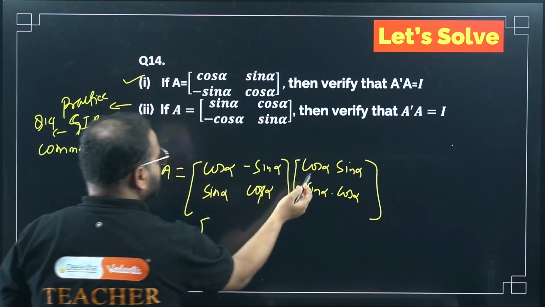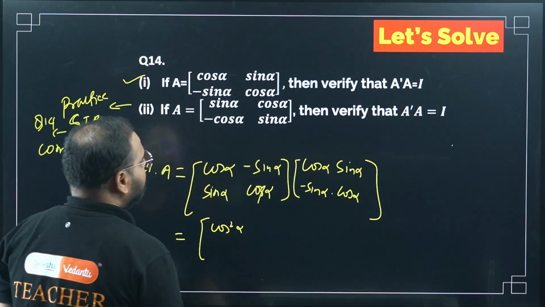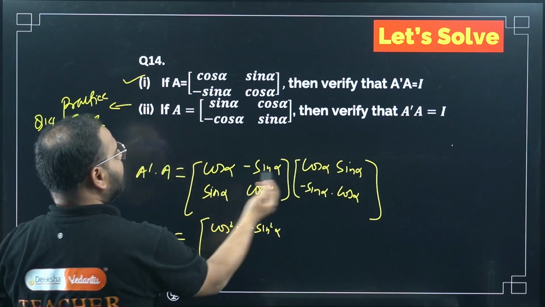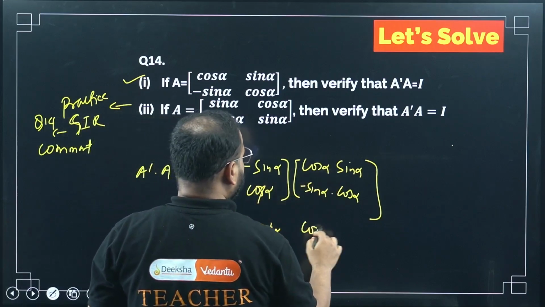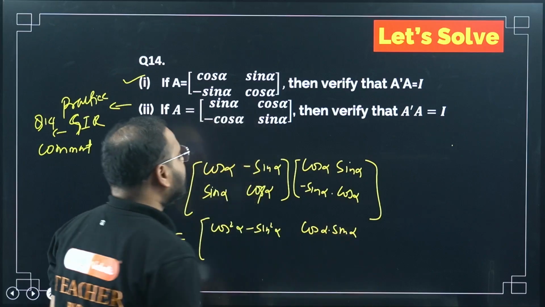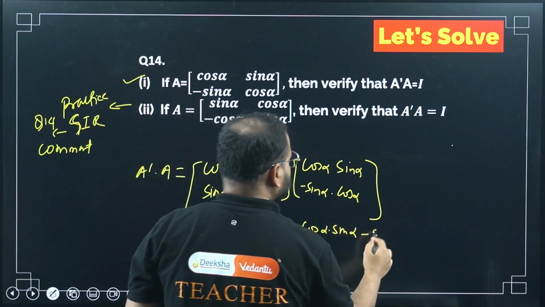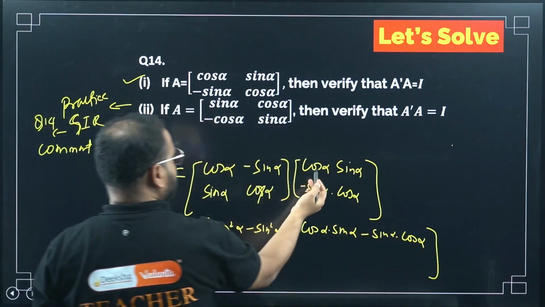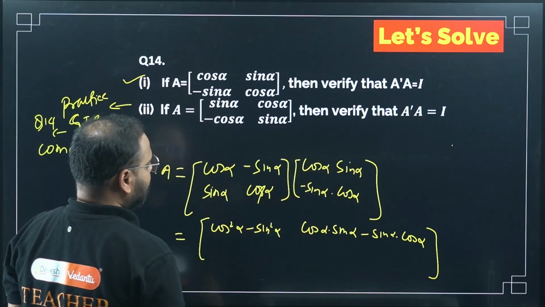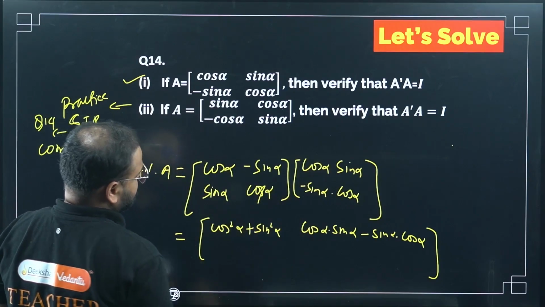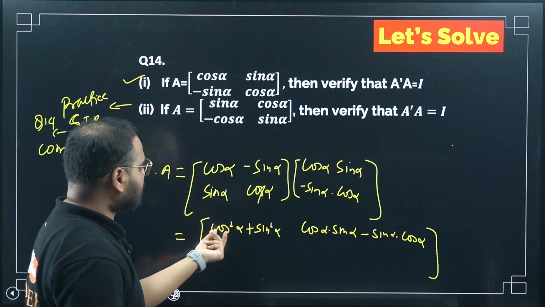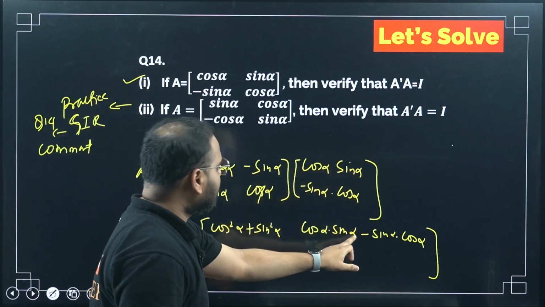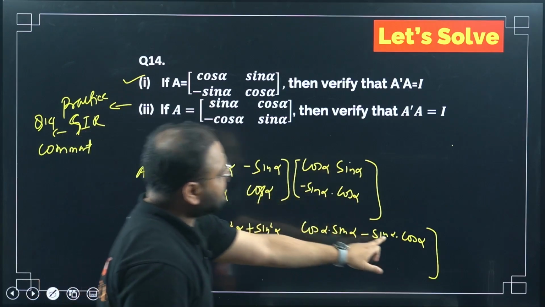Cos with cos is cos square alpha, minus sin with minus sin is minus sin square alpha. Next, cos alpha with sin alpha. How much is that going to be? Cos alpha sin alpha. Again minus sin with this, so minus sin alpha cos alpha. Am I right? What about this? Sin alpha with cos alpha sin alpha. Correct, right? So cos alpha with cos alpha is cos square alpha, minus sin alpha with sin alpha is plus sin square alpha. Same way, cos alpha with sin alpha is plus cos sin alpha, and minus sin alpha with cos alpha is minus sin alpha cos alpha.